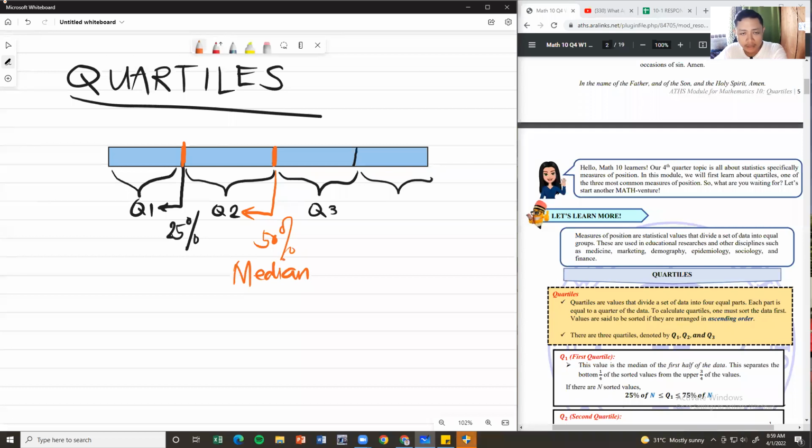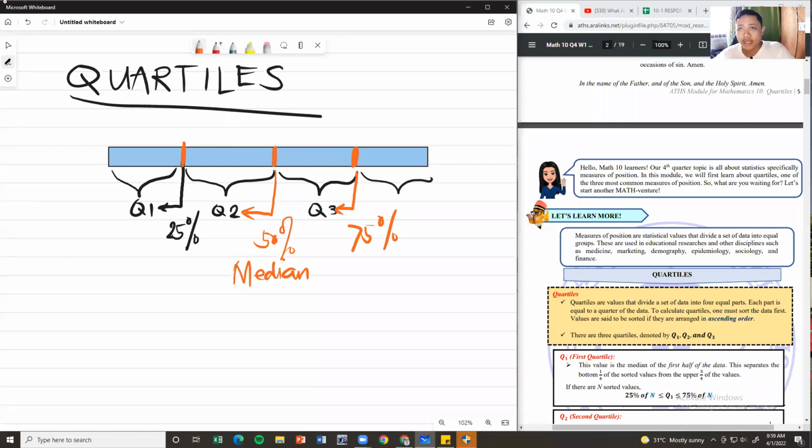Okay. And the quartile 3 ends here, the third division na magdi-divide sa ating set of data. This ends our quartile 3, and this marks 75% of our data.